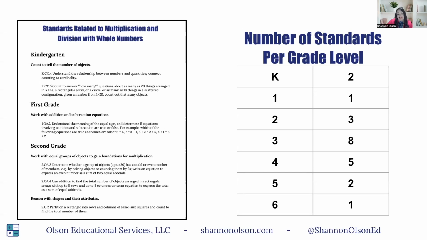First grade, understanding the meaning of the equal sign. Second grade, we've got a couple of foundational standards as we work with equal groups, but notice the number of standards in third and fourth grade. That is really where multiplication and division with whole numbers is taught. Third grade, 8 standards. We've got standards that help students identify what it means to multiply and divide. We've got standards that identify working with word problems, working with properties, and then beginning to work with place value with multiplication and division.